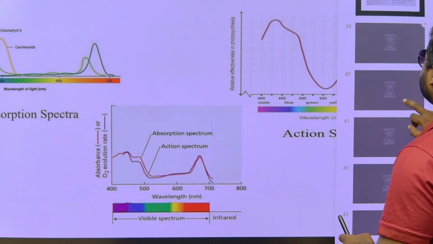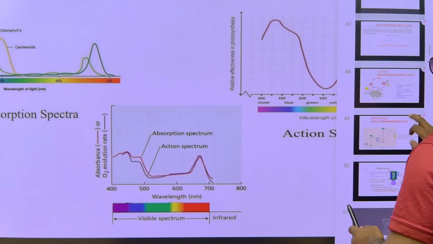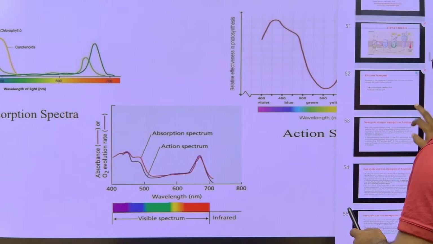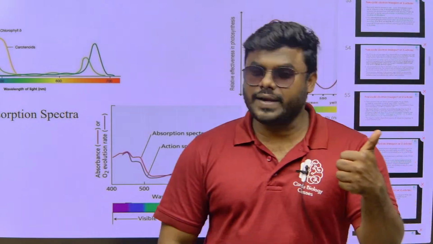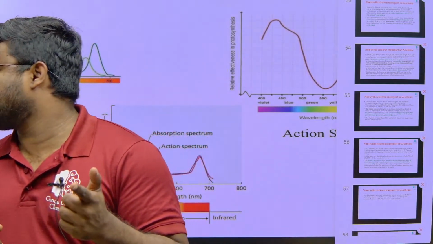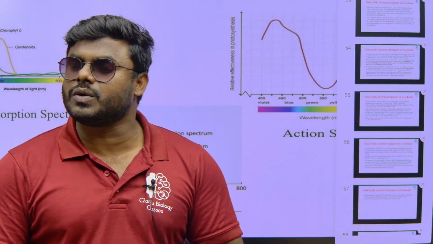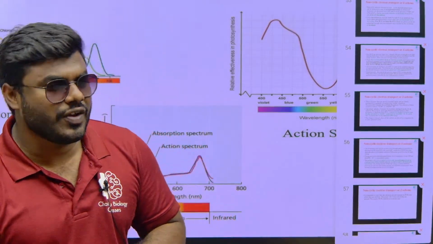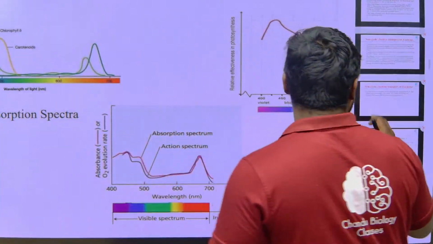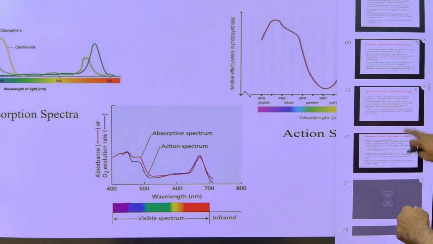What are LHCs? Can you define it? Light harvesting complex. What exactly does it mean? What is composed of light harvesting complexes? Reaction center and antenna pigments, which are accessory pigments. Reaction center, also called principal pigment, is exclusively made up of chlorophyll A, whereas antenna pigments or accessory pigments are made up of chlorophyll B and carotenoids.